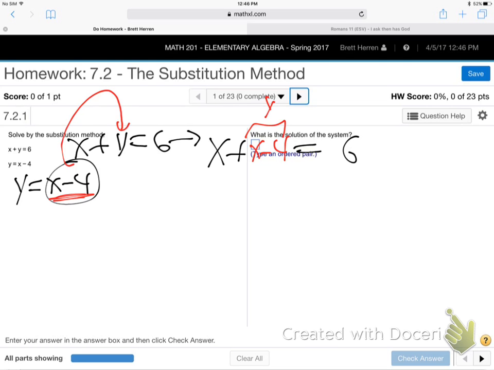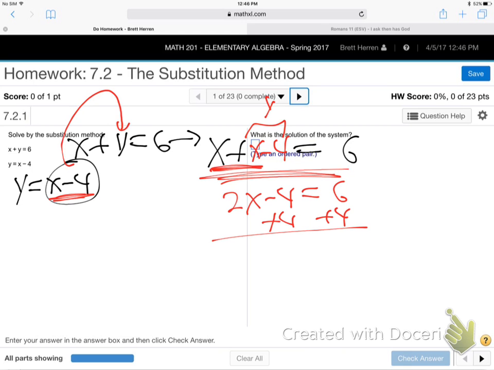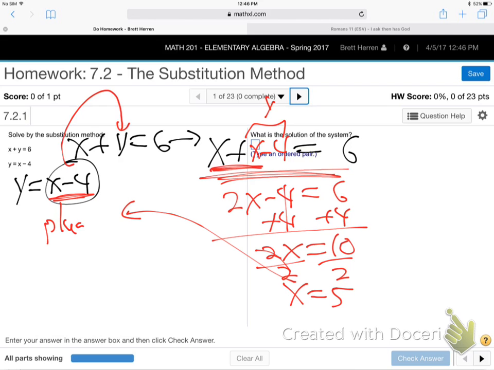Now, why is that so great? Because now I've only got one letter. I've only got x. So how do you solve this? What's x plus x? 2x. How do you finish getting x alone? Add the 4. 2x is 10. Divide by 2. X is 5. Just like we got a minute ago. And now you finish up the same way. You finish both methods the same.